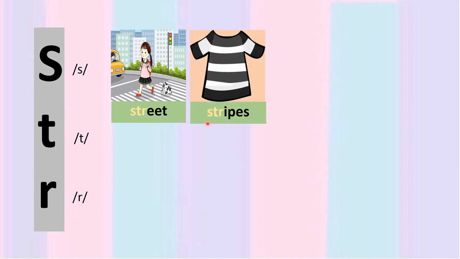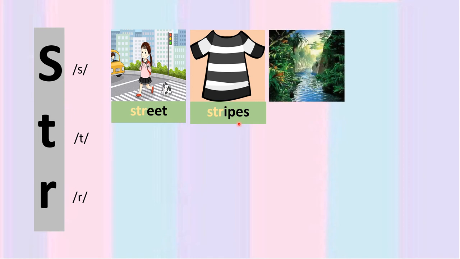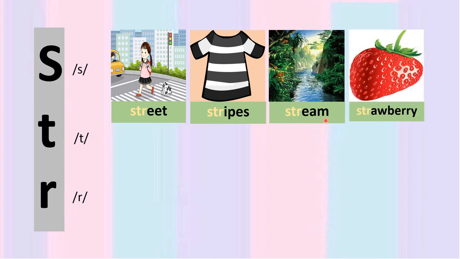Now let's go to the first word. We have the word street. Street. Next word. Stripes. Stripes. Stream. Stream. Strawberry. It's strawberry.